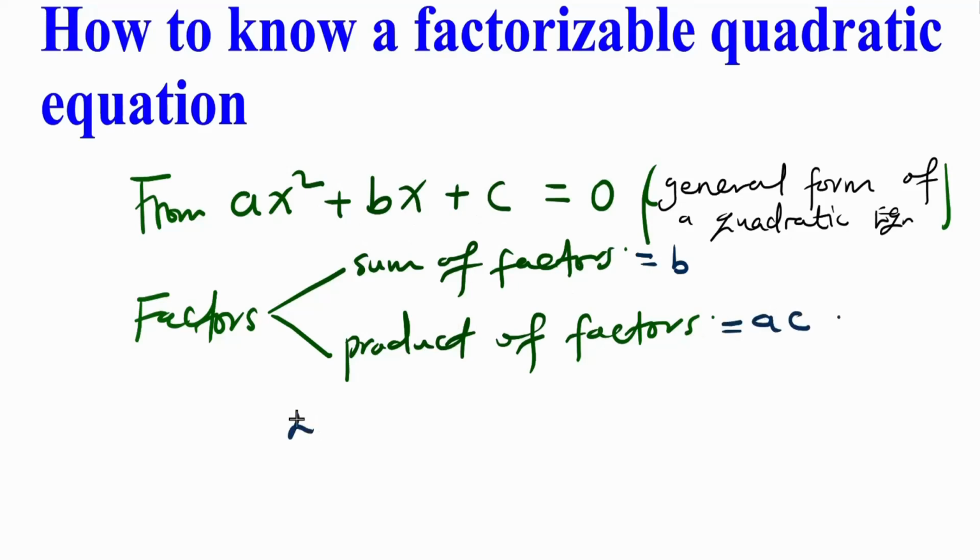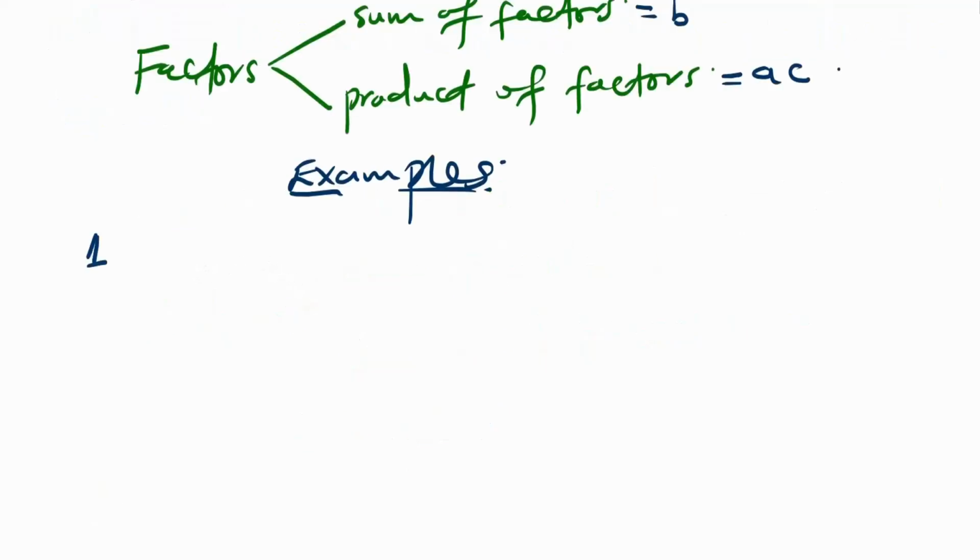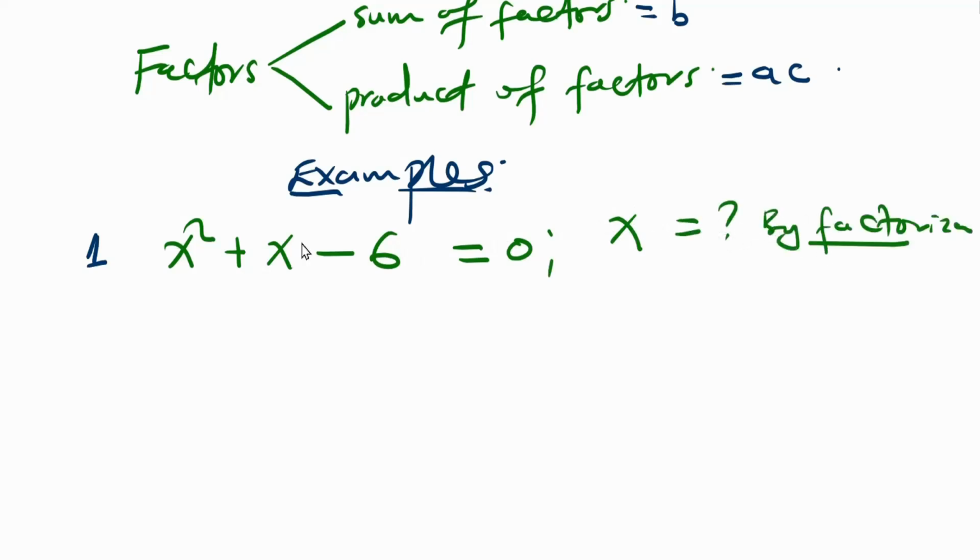So let us have the examples. Let us have example number 1. If you have our quadratic equation as x squared plus x minus 6 equals 0. So remember, I want to get the values of x, but by the factorization method. So in here, as I've said, you see that the coefficient of a is 1. Then it means that we have to get the factors.